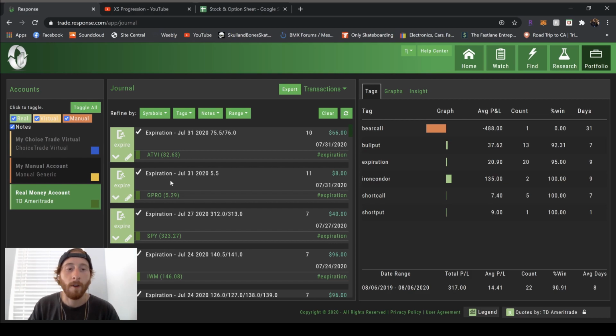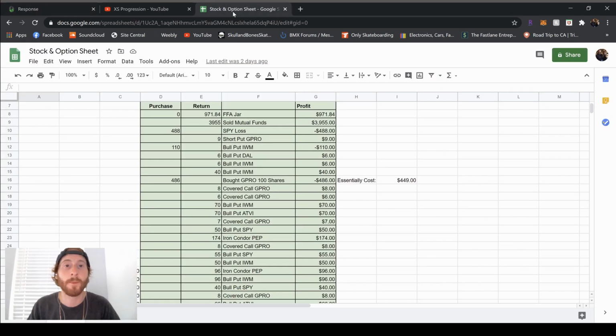GoPro. So you guys know that I've got 100 shares of GoPro and I'm chipping away with covered calls. So this was $8 for the covered call after an 11-day expiration. It was successful, did not hit the strike price, which is good for me because I keep all my shares and I got paid to do it.